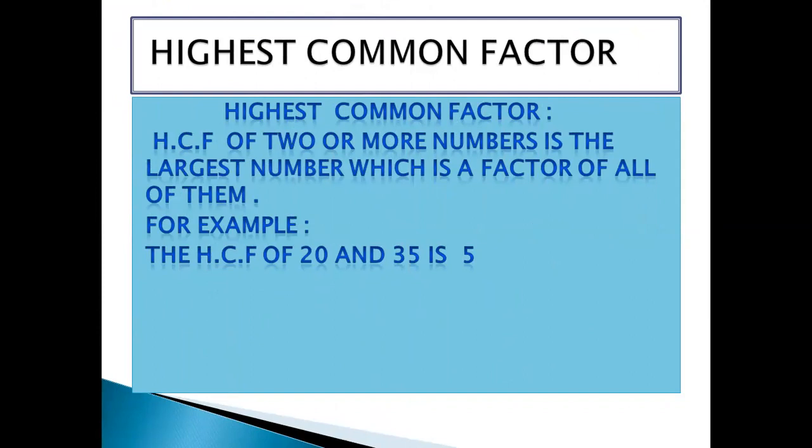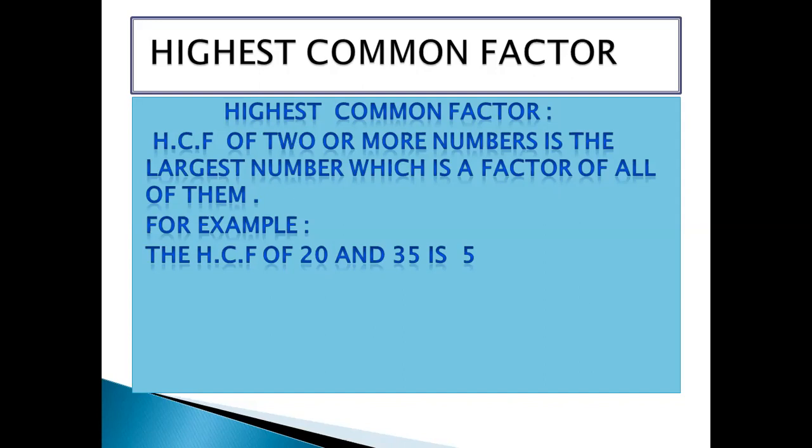Highest common factor, HCF of 2 or more numbers is the largest number which is a factor of all of them. If 2 numbers or 3 numbers are given to us, we will find the highest common factor between these 2 or 3 numbers, and that number is called the HCF of all the numbers.